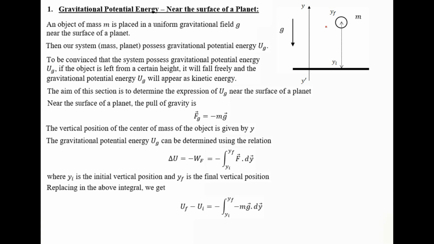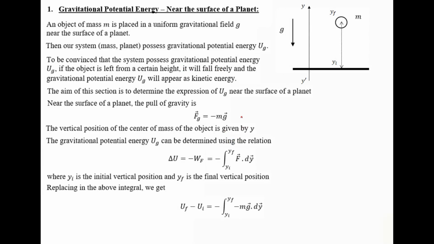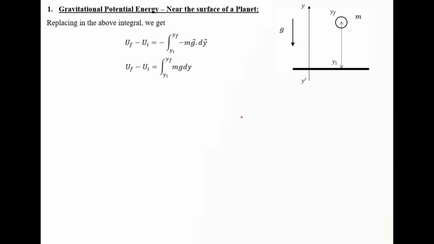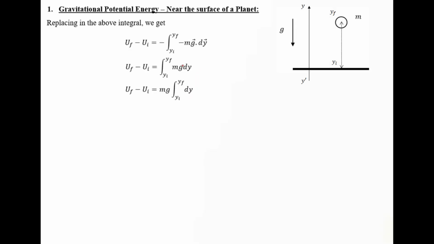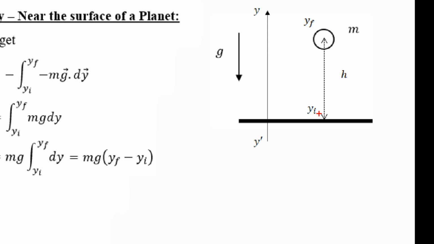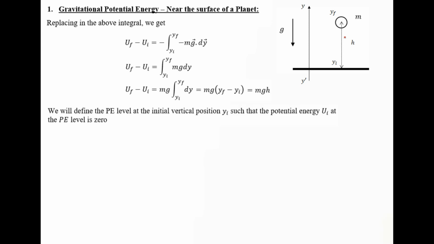Replacing in the above integral, we have replaced the force F by minus mg. Now minus and minus cancel, and we're left with the following integral. Now mg is a constant, it can be dragged out. Here we're integrating dy, this is 1, so that would be linearly y_f minus y_i. And we can say that the difference between the final vertical position and the initial vertical position is given by h. Now the change in the potential energy is given by mgh.